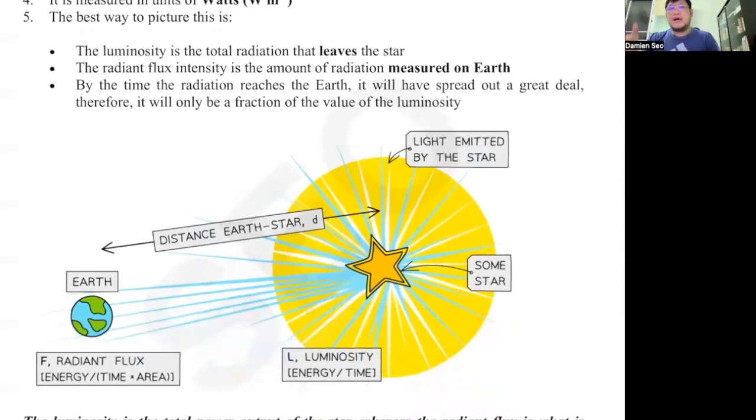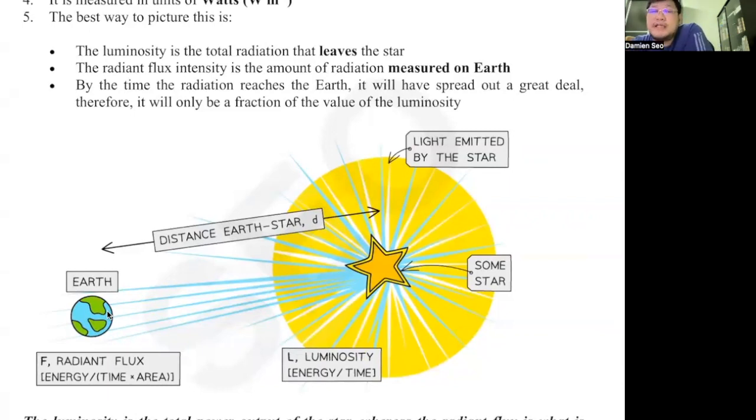If you want a diagram or picture to help you imagine, this is the star. This is the total energy per unit time emitted. This is energy per unit time per unit area detected at the Earth. You understand? That is radiant flux intensity.